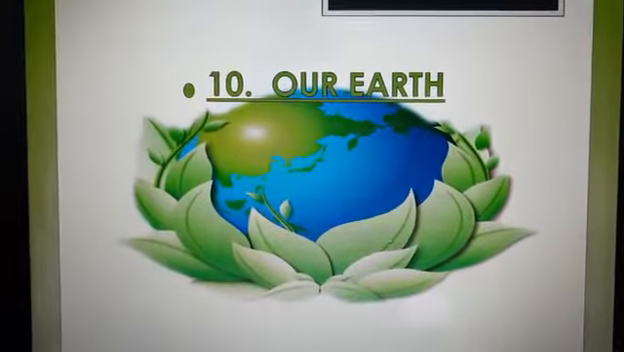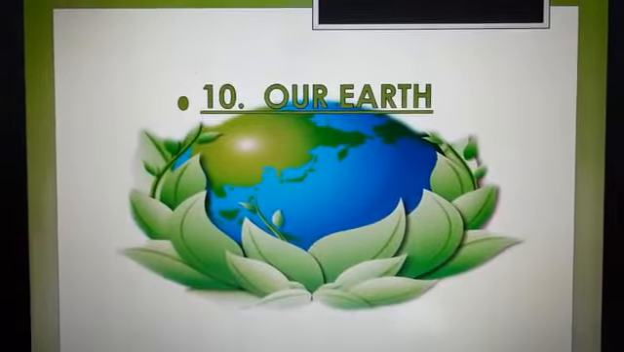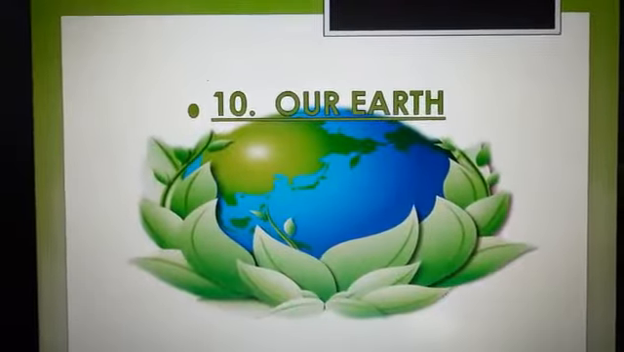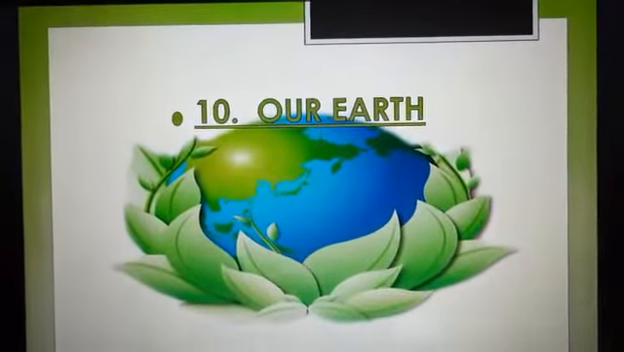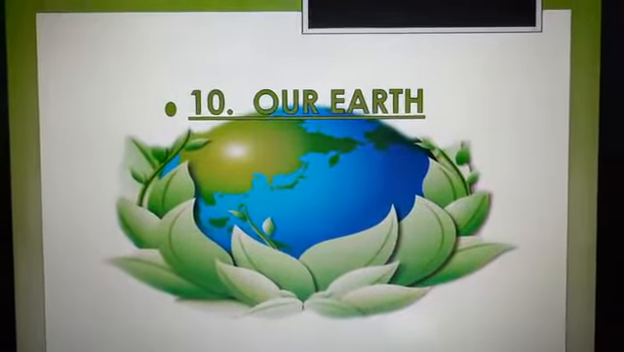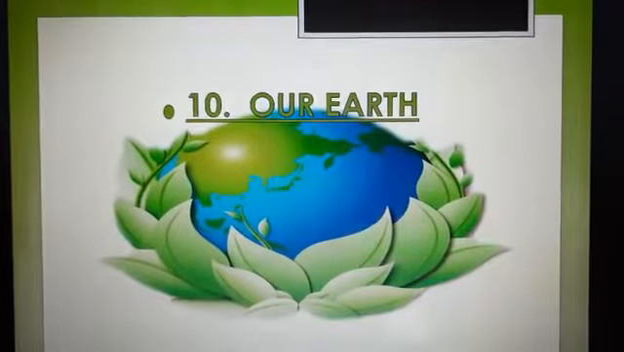Hello students, let's learn about our Earth today. So our Earth is a very beautiful planet, isn't it? It's green and blue. It has got the sky, the land, the seas and everything. So let us learn how this happened, how our Earth was formed and what is the shape of our Earth.